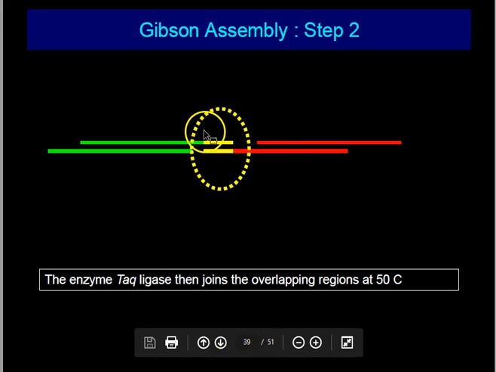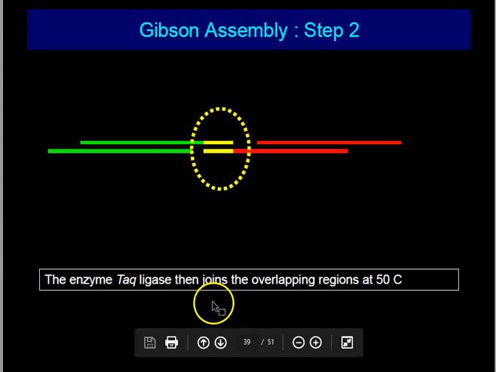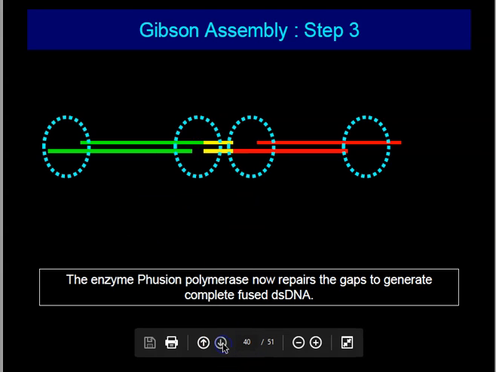Now you have your Gibson assembly step 2. Once you have your PCR products with their overhang, you have to add the enzyme Taq ligase. And when you add Taq ligase, there will be an overlap, and this overlap will result in the fusion of these 2 parts. Now what you have to take into account is the fact that there are certain gaps over here, and we'll move to that gap filling in the 3rd step. So Taq ligase will function at 50 degrees Celsius.